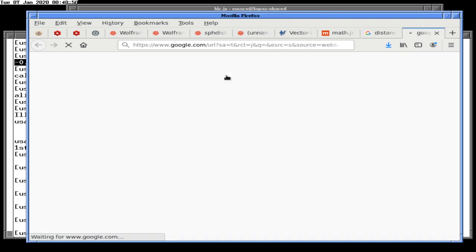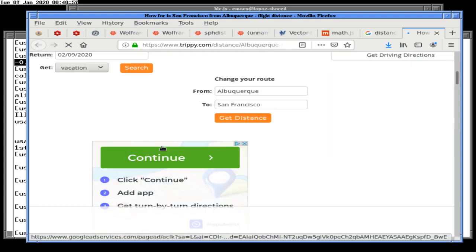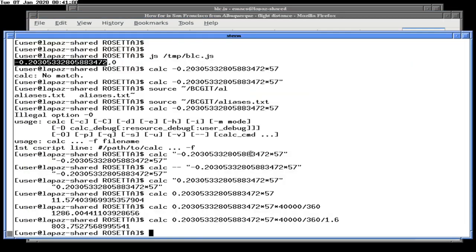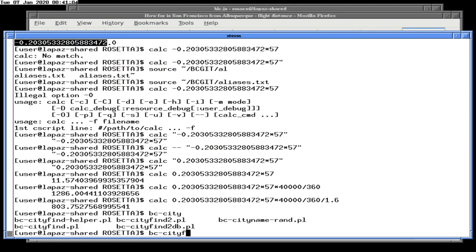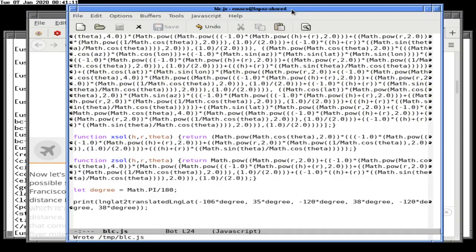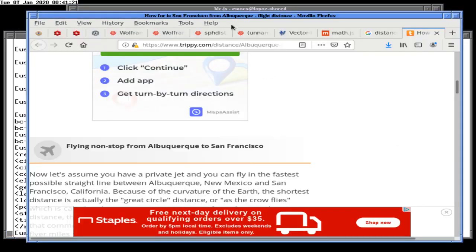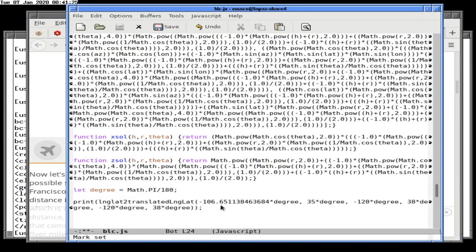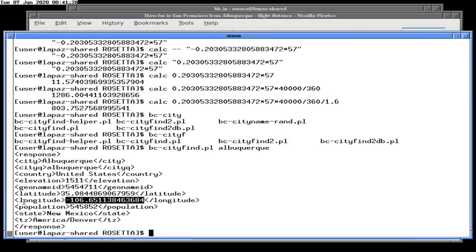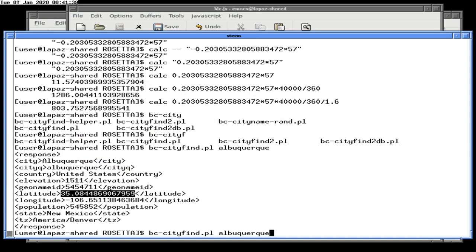Flight distance. Oh, wow, we weren't that close. 1,088 kilometers. Okay, we get it. Why don't we go ahead and use a little bit more accurate coordinates here. Albuquerque's actual coordinates are minus 106.6 and so on. I think I'm way off on San Francisco, by the way, because I've kind of just guessed at that. And our latitude here is this. San Francisco is probably the one I got way off, because minus 120 degrees is somewhere on the west coast. So let's find San Francisco.